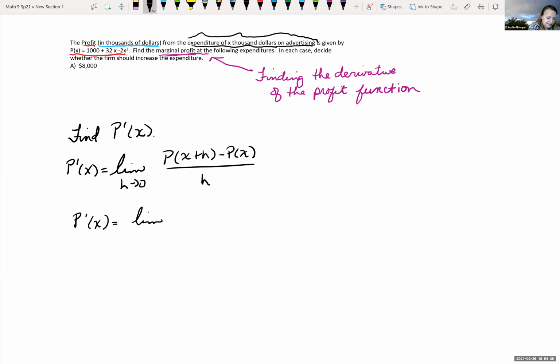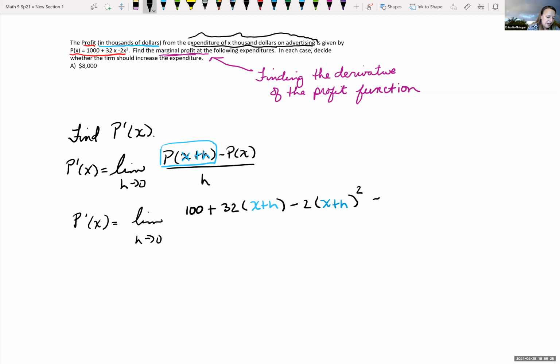So plugging that in, we have the limit as H goes to 0. So this P of X plus H. We're going to go into our profit function, and wherever we see an X, we're going to rewrite it and put in X plus H. So we have 1,000, there's no X there, plus 32 times X, so X is going to be replaced with X plus H, minus 2 times, again, we're going to plug in X plus H, quantity squared. And that is our function P of X plus H.